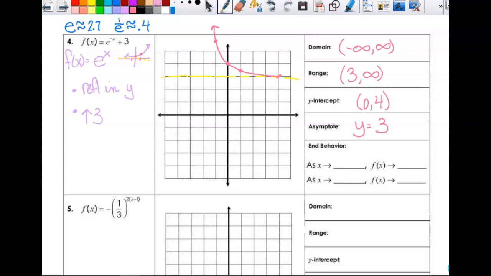Then as x approaches infinity, f of x approaches 3, right? And as x approaches negative infinity, f of x approaches infinity. Right. What questions do you have? Anything? All right, we're going to get number 5 started together, and then I'll let you actually graph it.